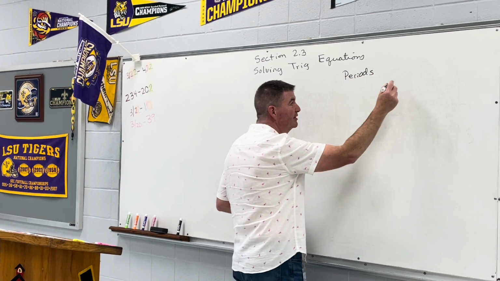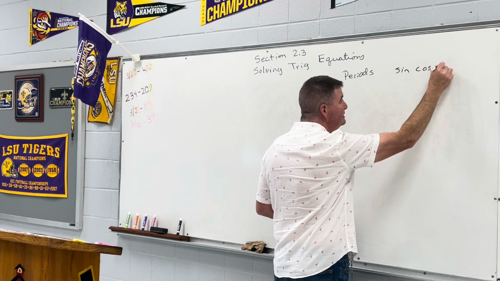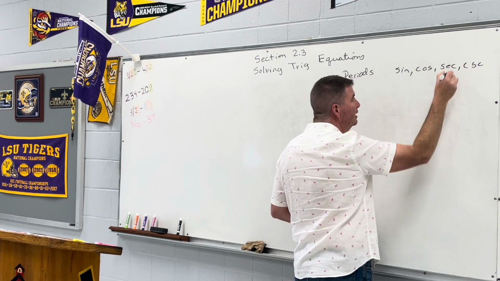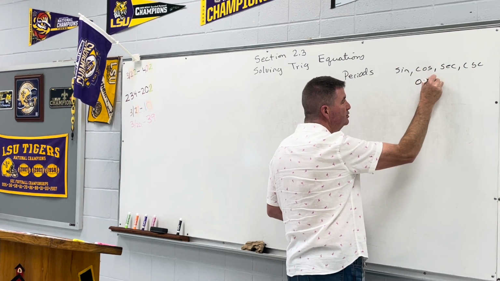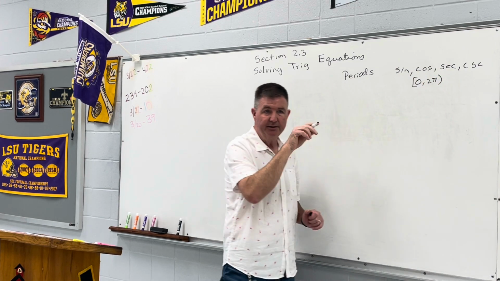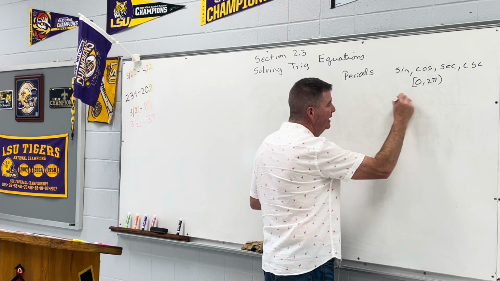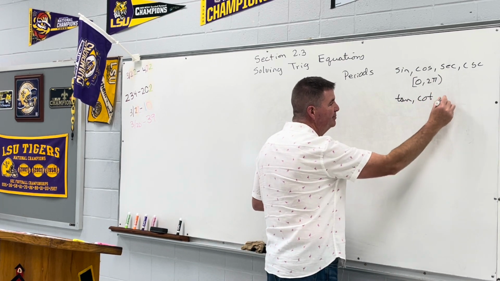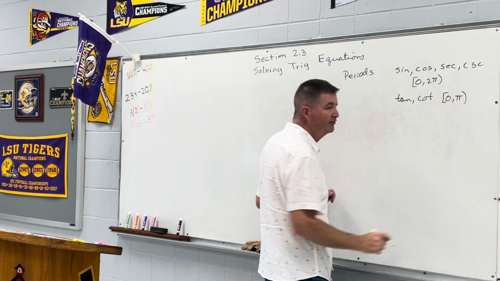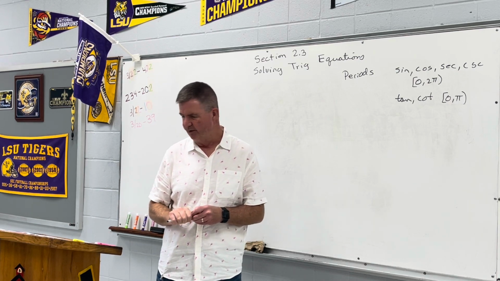Sine, cosine, secant, and cosecant all have periods of 0 to 2 pi, which means the whole entire unit circle. Tangent and cotangent have periods between 0 and pi. Again, we're going to use that when we're looking for the ordered pairs that we're going to solve for.